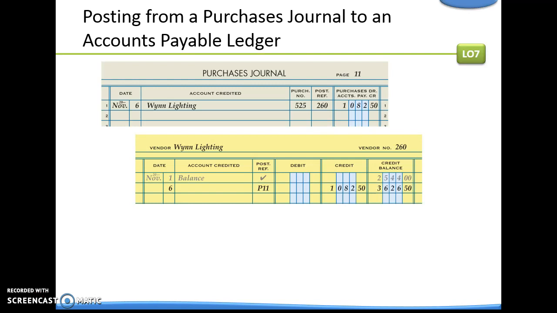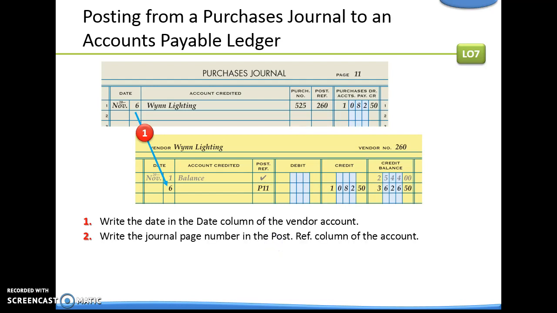You'll notice on the purchases journal, there's the date, the name of the vendor, the purchase order number, the amount that says purchases debit, accounts payable credit. So when you're posting, you write the date in the date column of the vendor account. You write the journal page number in the post reference column of the account.